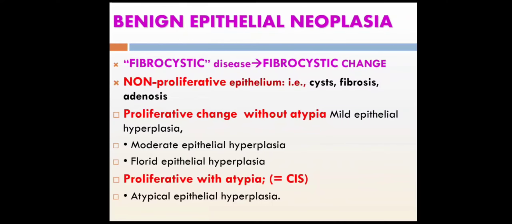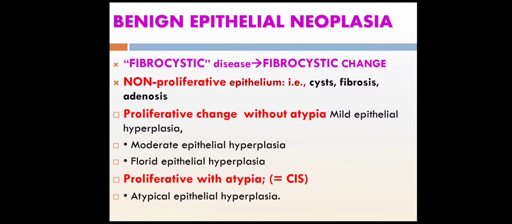Atypia, what do you mean by atypia? Atypia is nothing but change in the cellular or nuclear abnormality will be there. Cellular abnormality means cytoplasmic abnormality, meaning abundant cytoplasm or increased NC ratio. Nuclear abnormalities mean all the anaplastic features like varying sizes of the nuclei, varying shapes, the hyperchromatic nuclei, prominent nucleoli, whatever you're seeing in anaplastic features will be there.